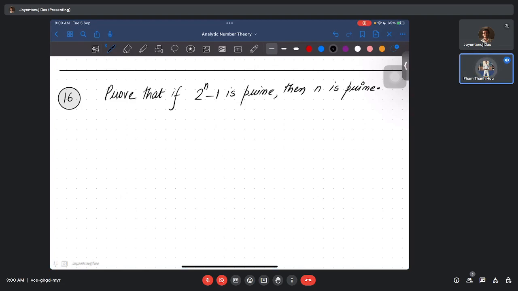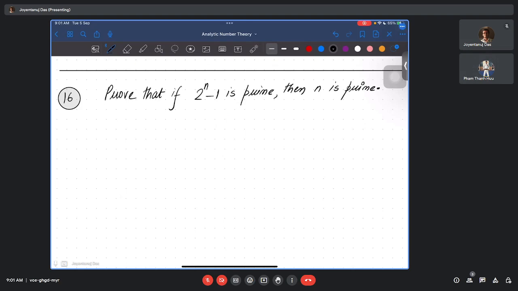So should we use induction? No, induction will not work, right? Because you have to show that n is prime. If you are given some condition on n and you have to show 2 power n minus 1 is prime, then maybe induction will work. But here it is the opposite thing, right? So I think induction will not work here.